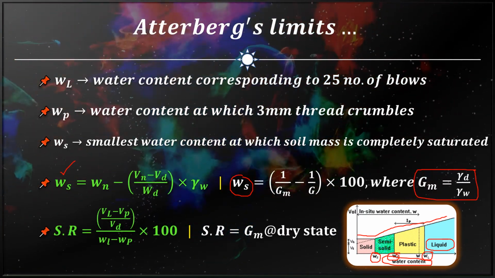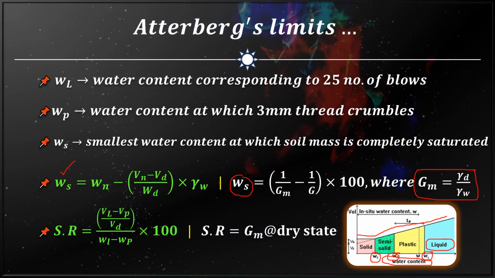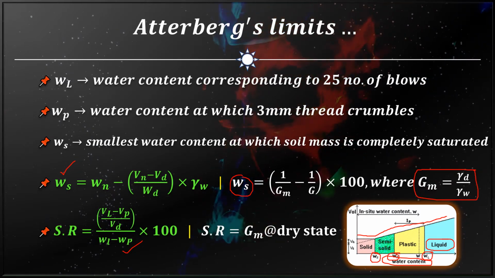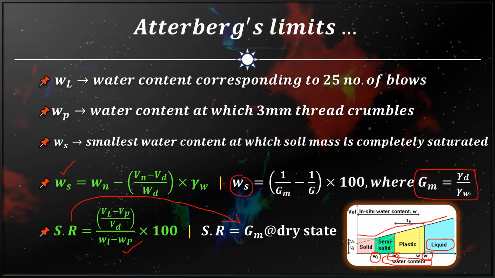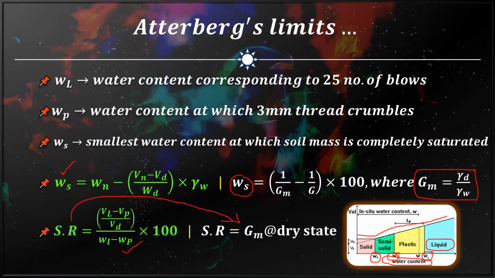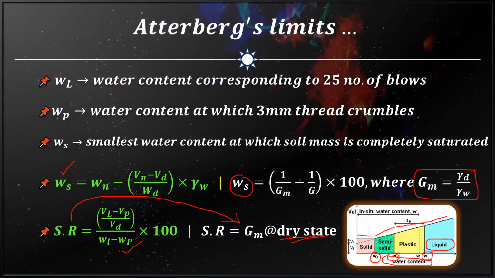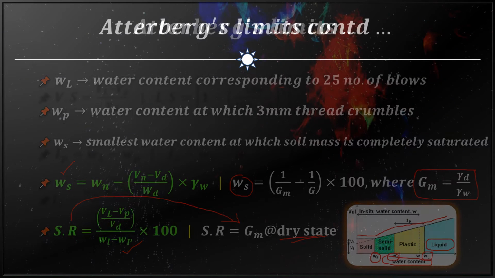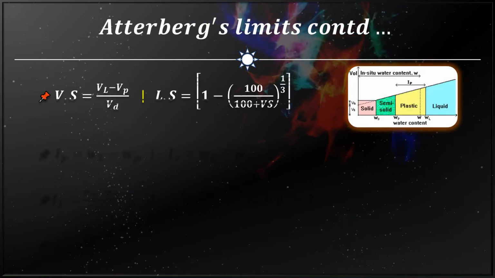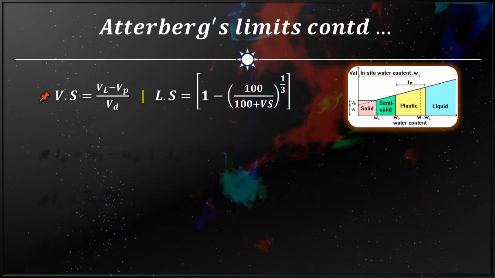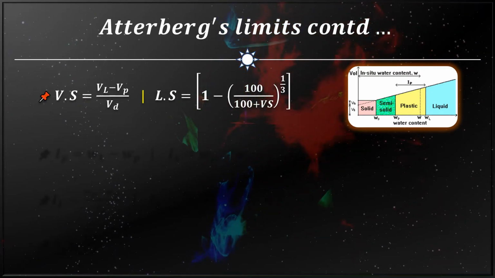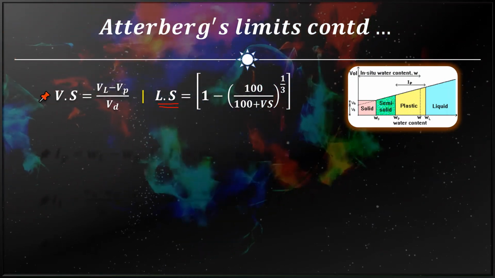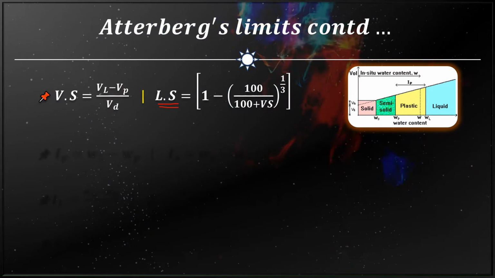And the shrinkage ratio is given by this formula. Shrinkage ratio is equal to ((VL minus VP) by VD) divided by (WL minus WP) into 100. And this shrinkage ratio shall be equal to the apparent specific gravity only at the dry state. At the dry state, shrinkage ratio is nothing but the apparent specific gravity. And there is another thing called volumetric shrinkage. Vs is equal to (VL minus Vp) by Vd. And another thing is linear shrinkage. Linear shrinkage is given by 1 minus (100 by (100 plus Vs)) power 1 by 3, that is the cube root.